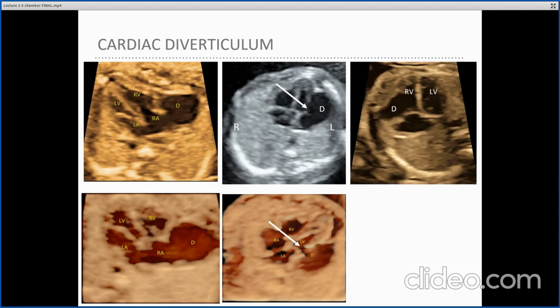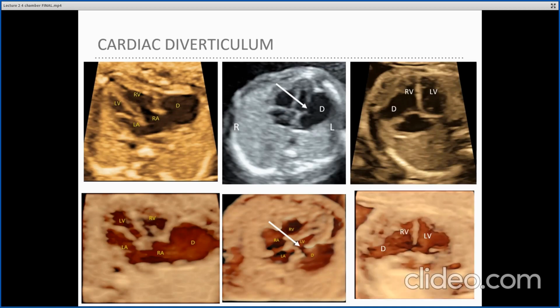The third example is the diverticulum from the RV. The D is denoting the diverticulum, and this is the 4D rendering of the same picture. So the importance of the cardiac diverticulum is that it often can cause secondary problems like rhythm abnormalities. Sometimes there could be clot formation inside the diverticulum. Most of them, particularly the right atrial and the right ventricular diverticulum, tend to be hemodynamically stable, while some diverticula involving the left ventricle can cause significant congestive heart failure in the postnatal period.